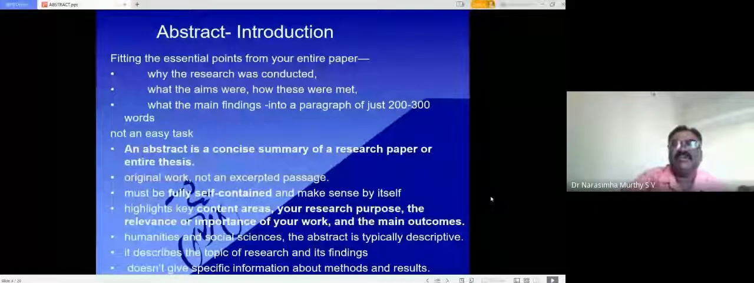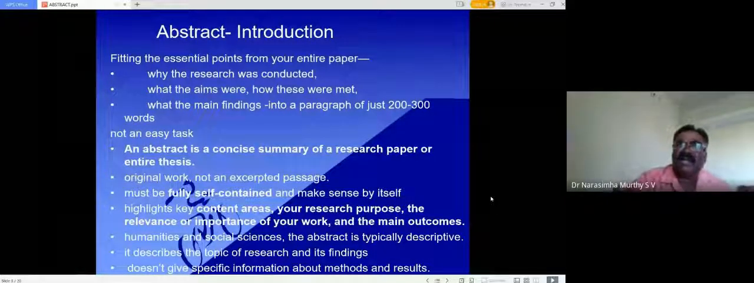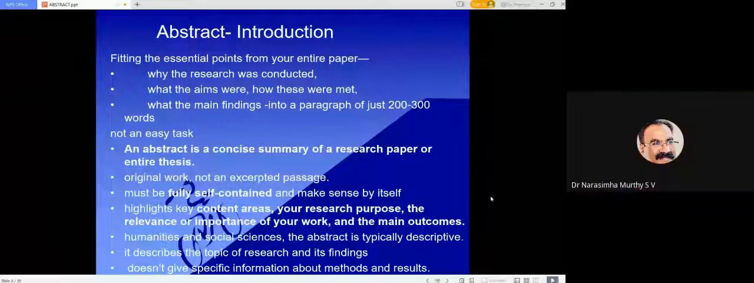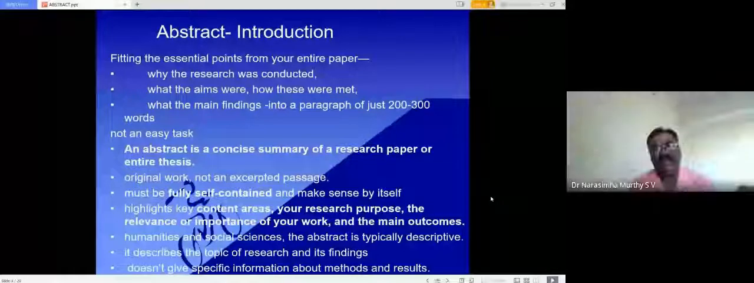Remember, it has to be original, not a copy-paste, not a separate passage. It should stand on its own. That is what I mean by fully self-contained. People who may not be able to read the entire paper, people who may not be aware of anything about our research topic or our field, our area of study, should be able to make some sense out of it. They should be able to comprehend something.